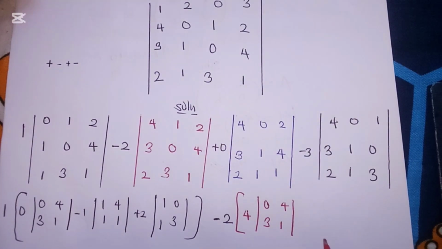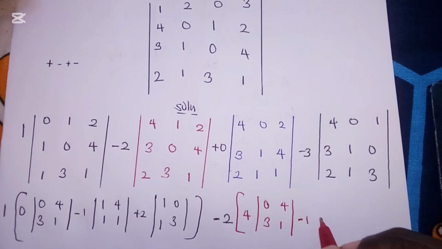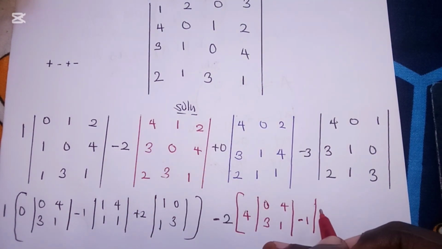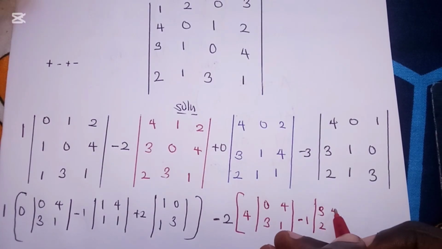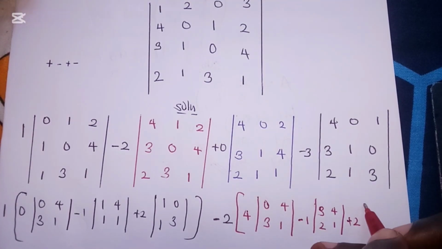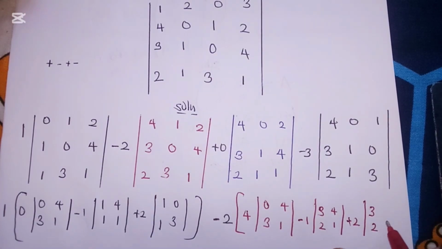Okay. Then the same thing implies minus 1. Taking minus 1 outside, what will remain? It is 3, 2, 4, 1. You have 3, 2, 4, 1. Okay. The last one, it is plus 2. Taking plus 2 outside, what will remain? It is 3, 2, 0, 3.